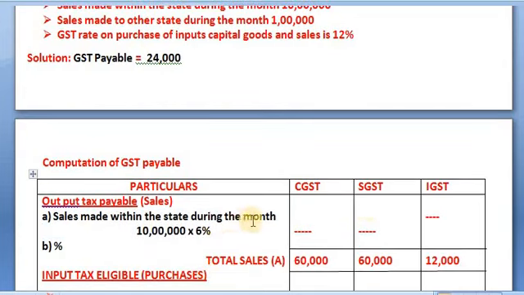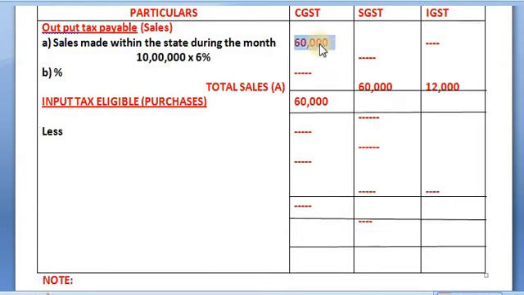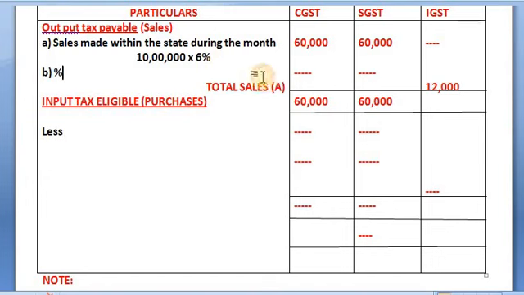Sales made within the state during the month are 10 lakhs. Within the state means 12 lakhs sales rate, and we split it as 6% each. When it comes to 6% each, it comes to 60,000 for CGST and 60,000 for SGST.